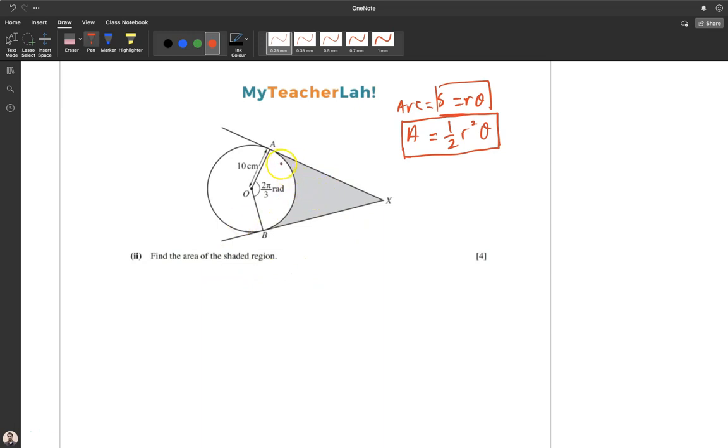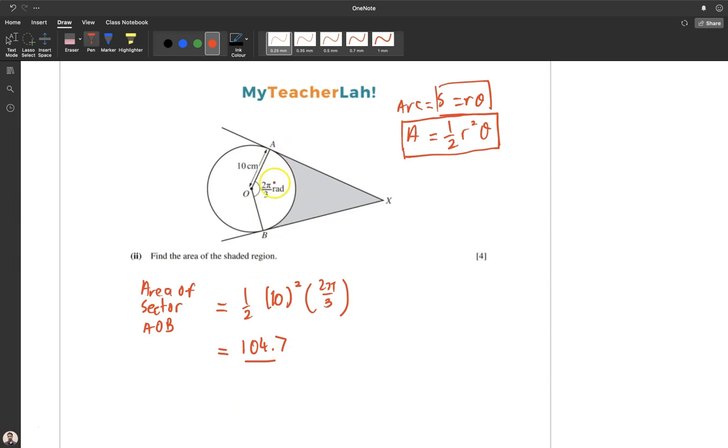First of all, I want to be able to find the area of sector AOB. So this will give me half times 10 squared times 2 pi over 3. That's the area, and this is giving me about 104.7. But that's just this sector.